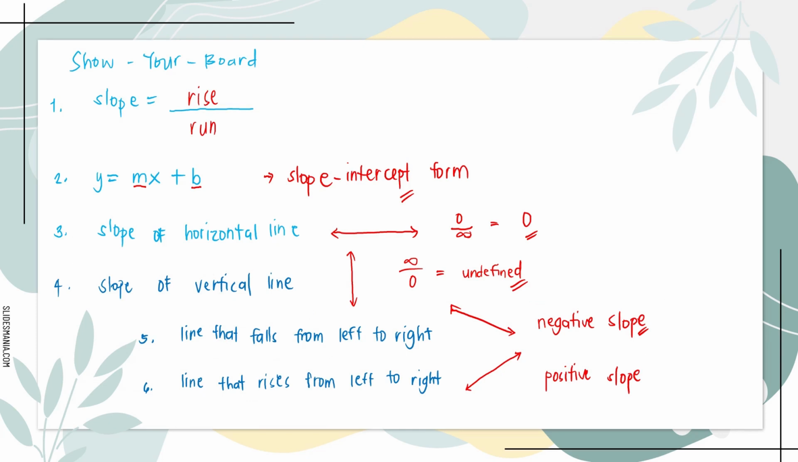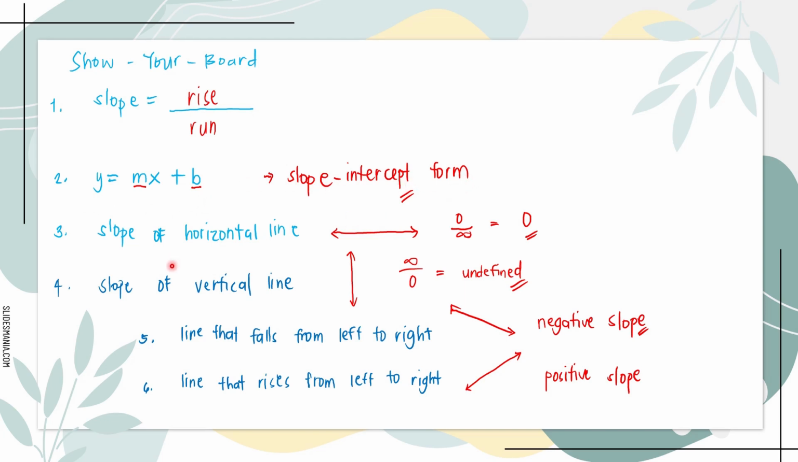Before we proceed, here's another recall of the slope of a line. Slope is equal to rise over run, which is also equal to change in y over change in x, which is also equal to y sub 2 minus y sub 1 over x sub 2 minus x sub 1. Rise over run. This form, y is equal to mx plus b, is the slope-intercept form.